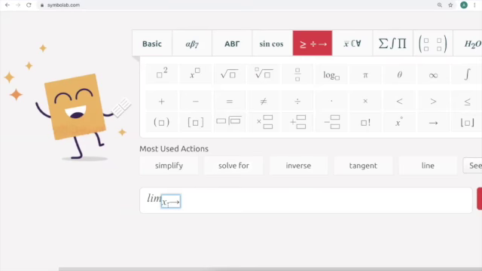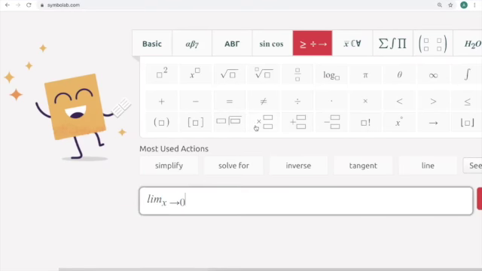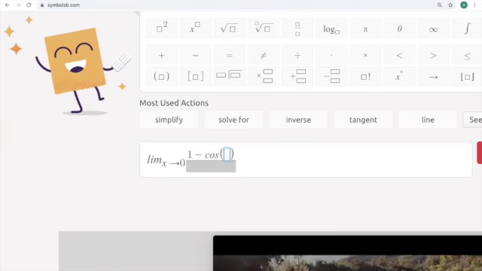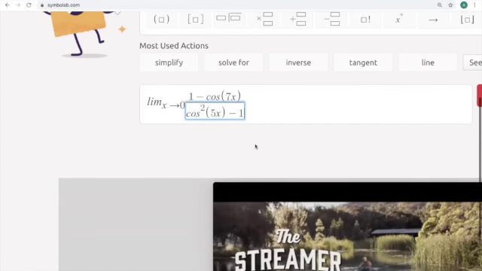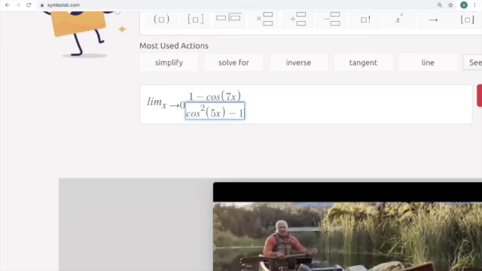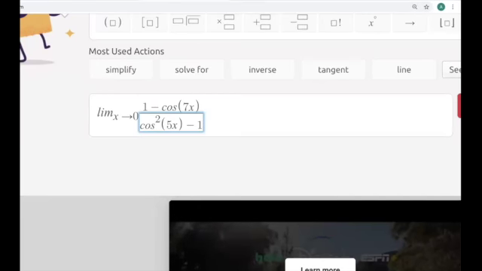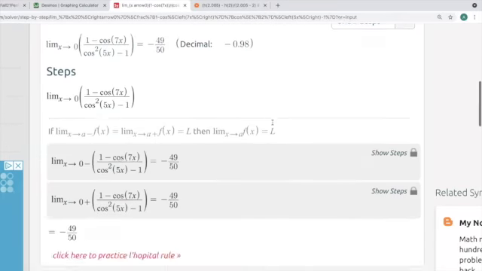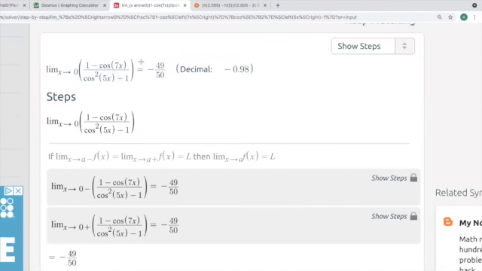Awesome. So I got limit as x approaches 0, and then I need to have a fraction, yes, of 1 minus cosine of, and I want to find that. I want to actually evaluate that. So I want to actually go over to where it says go, click go. And it tells me that the exact answer is negative 49 over 50, which as a decimal is negative 0.98.